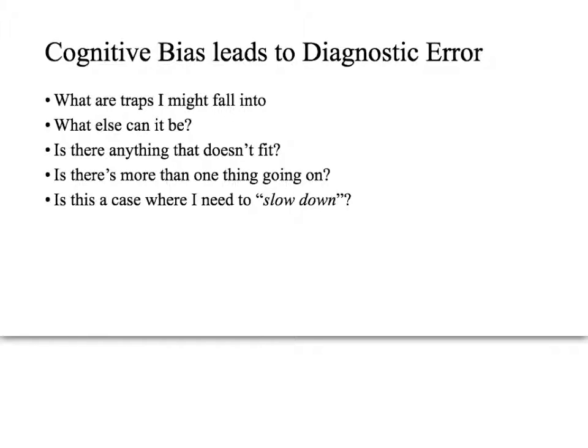Cases where you can slow down are usually the non-emergent cases. Once you deal with the life and death piece of a situation, you can usually slow down and think about cognitive bias and look a little more closely at the patient with an open eye, trying to find out what's going on.